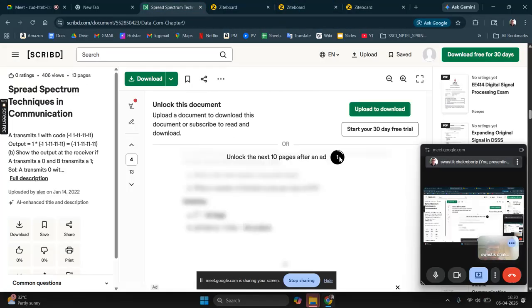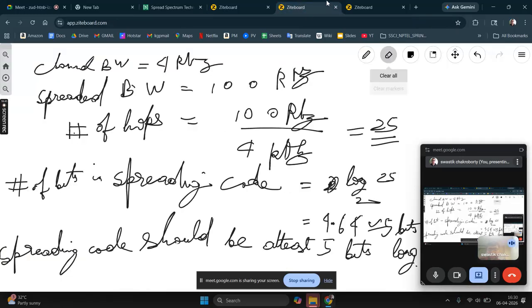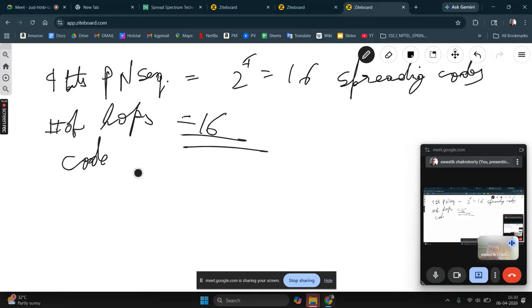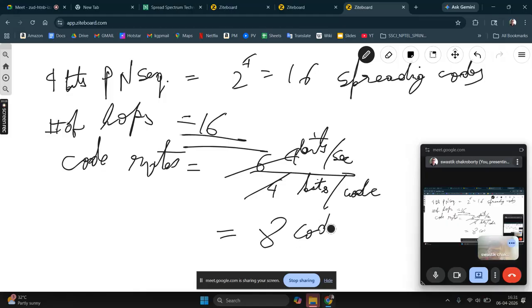Next, what is the number of finished cycles per time of PN? So if 64 bits are transmitted per second, how many codes are transmitted? It's basically asking for the code rate. Number of cycles is basically the number of codes. So the code rate is 64 bits per second, and each code has 4 bits per code. So 64 by 4 is 8. 8 codes per second. Sorry, 64 by 4 is 16. So 16 codes per second.